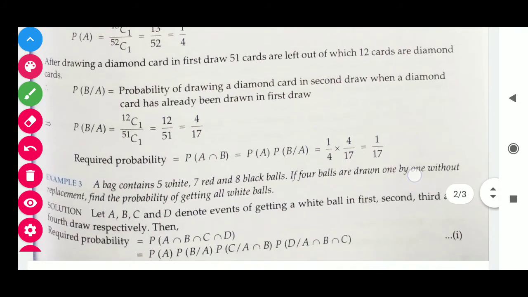Next we have question number 3. A bag contains 5 white, 7 red, 8 black balls. If 4 balls are drawn one by one without replacement, find the probability of getting all white balls. Now students, in this way we have to find all white balls. Total we have 5 white balls, and we have to choose one by one 4 balls.